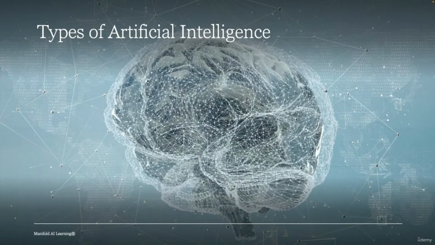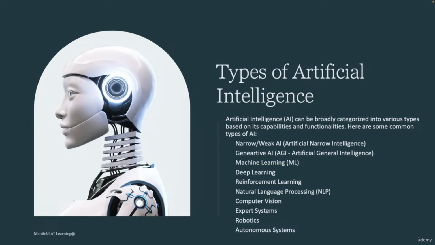When we talk about artificial intelligence, as I've described earlier, it's a type of system which can help us in analyzing the data. But when we talk about such AI systems, we can describe them in various types. I can categorize such AI systems based on capabilities, functions, and functionalities too. Some of the common types of AI include narrow or weak AI, which is artificial narrow intelligence, generative AI, and apart from that, we can categorize artificial intelligence as machine learning, deep learning, reinforcement learning, natural language processing, computer vision, expert systems, robotics, and autonomous systems.